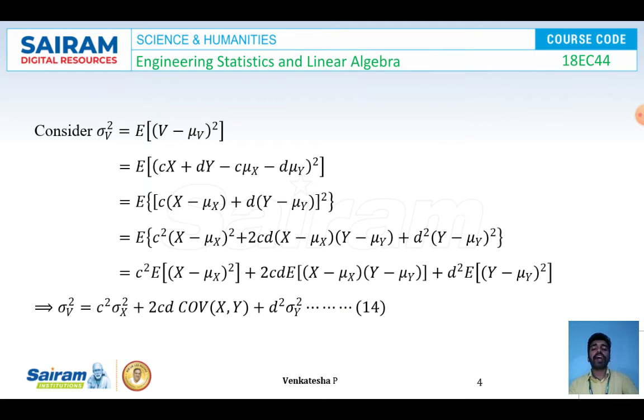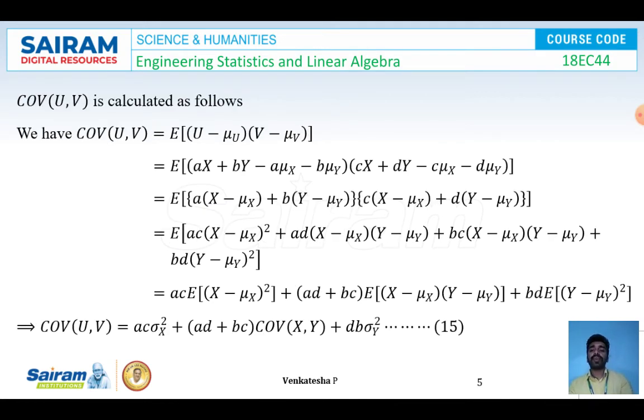Now I'm going to find the value of covariance of the random variables U and V. Covariance of U and V is given by expectation of (U minus mu U)(V minus mu V). Replacing U as aX plus bY, mu U as a mu X plus b mu Y, V as cX plus dY, and mu V as c mu X plus d mu Y, I got the equation expectation of (aX plus bY minus a mu X minus b mu Y)(cX plus dY minus c mu X minus d mu Y). From this, again taking a common, from these two taking b common factor, from these two taking c common factor, from these two taking d common factor.